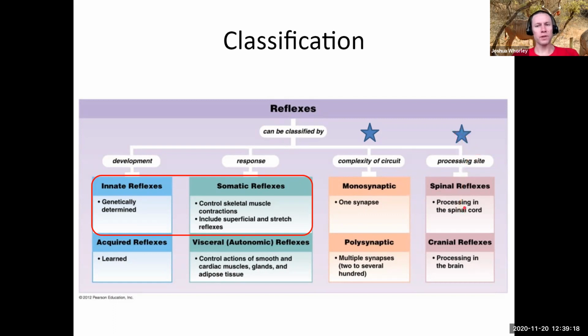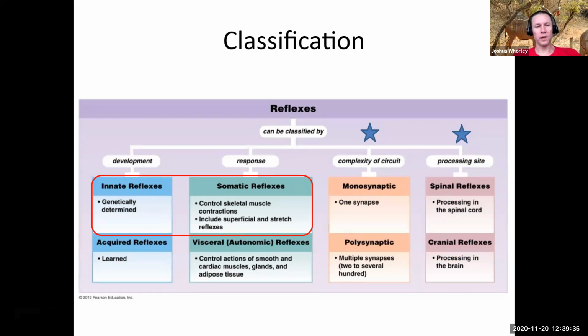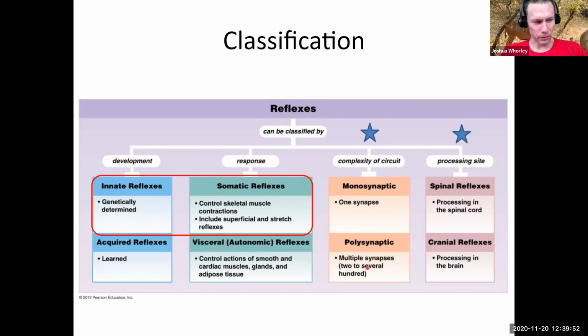And then I mentioned we'll talk about the difference between spinal reflexes, where the processing is just happening in the spinal cord, versus cranial reflexes, where the processing is happening in the brain. And when we get to cranial reflexes, we'll talk about the different cranial nerves that are involved in each of those cranial reflexes. So for us, we're really thinking just about innate. And then for now, in this lecture, we're just going to talk about the somatic, spinal, and mostly monosynaptic, but we'll also get into polysynaptic and show some examples of polysynaptic reflexes.